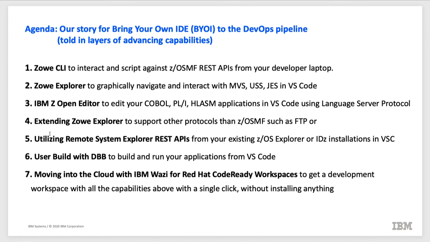And then we built on top more capabilities, right? Making Zowe Explorer extensible, so not only using z/OSMF, but what if we could use FTP and RSE, the Remote Systems Explorer API from IDz, as an alternative to interact with z/OS, and then build even larger capabilities on top of that, such as user build with DBB, as well as then taking all of these components together, because here we're talking about different tools and different technologies that all can be co-installed on a developer's laptop, but the developer would have to do that. What if we could make that all easier and put them all together into one or many containers and deploy them dynamically to the developers when they need them?